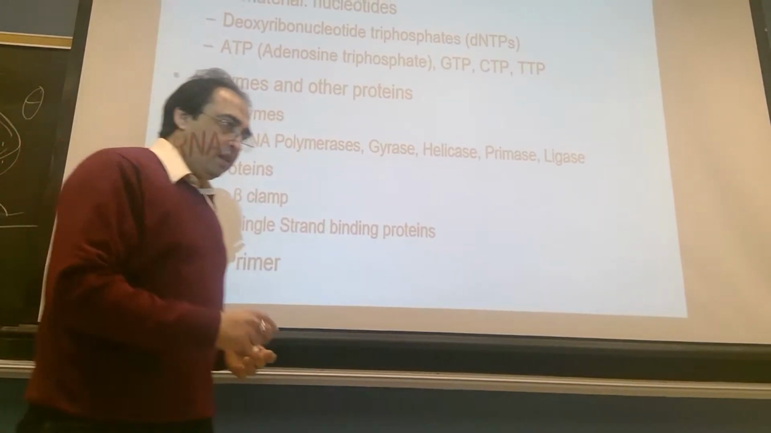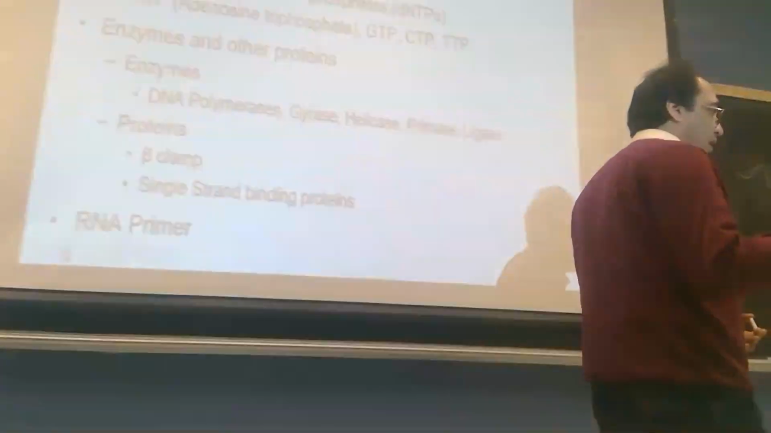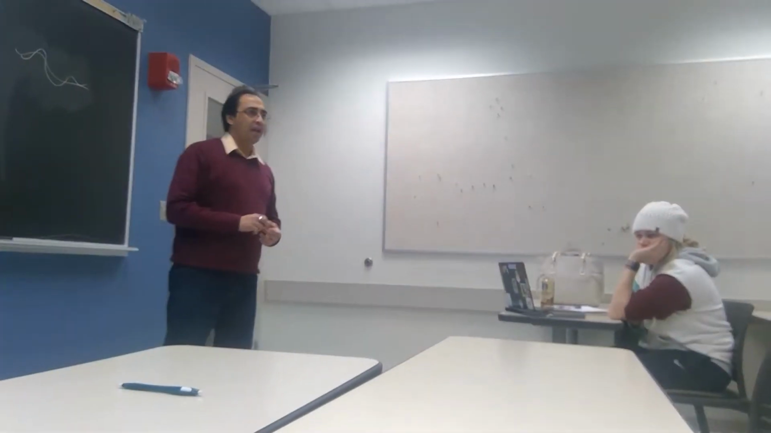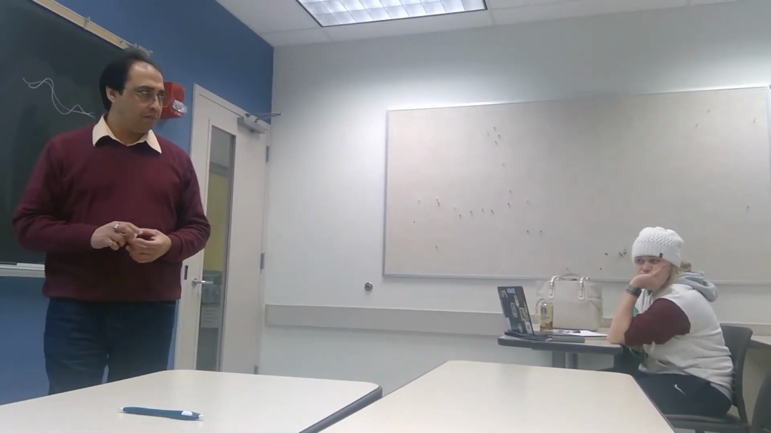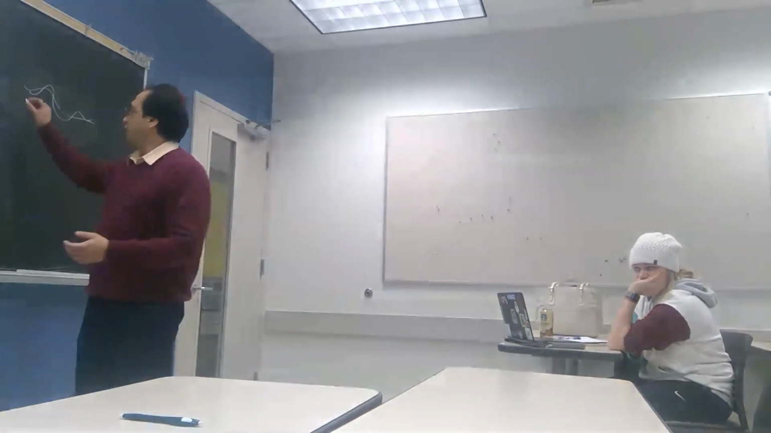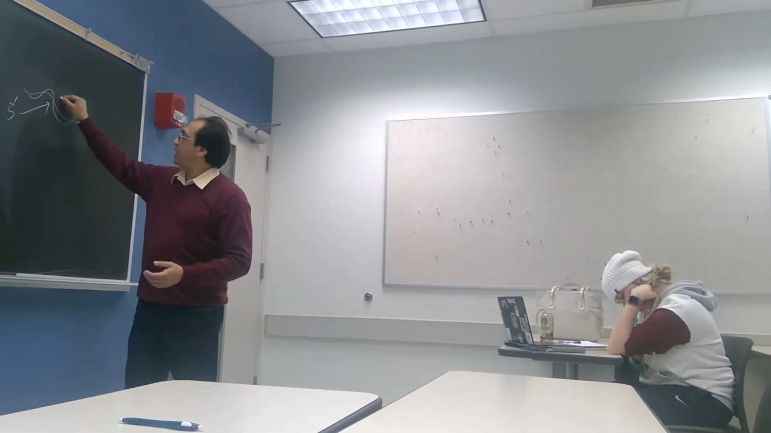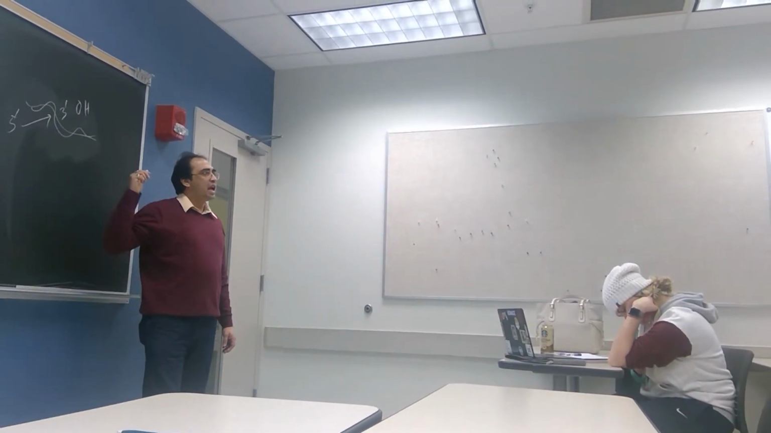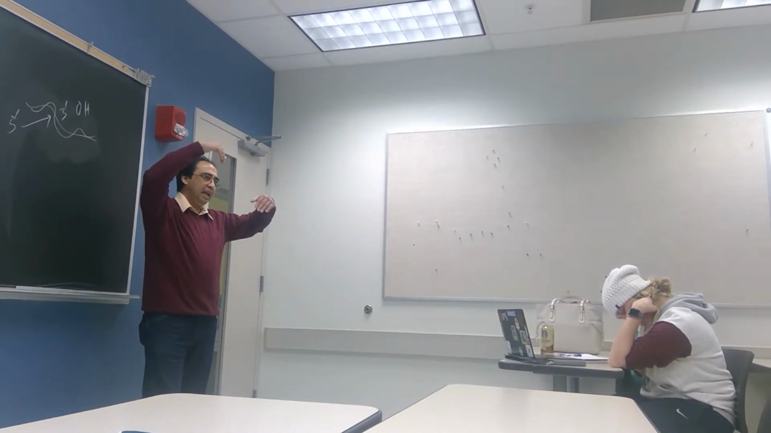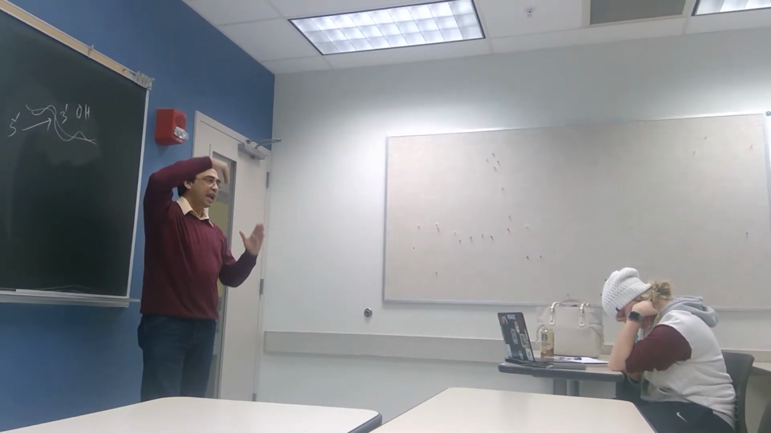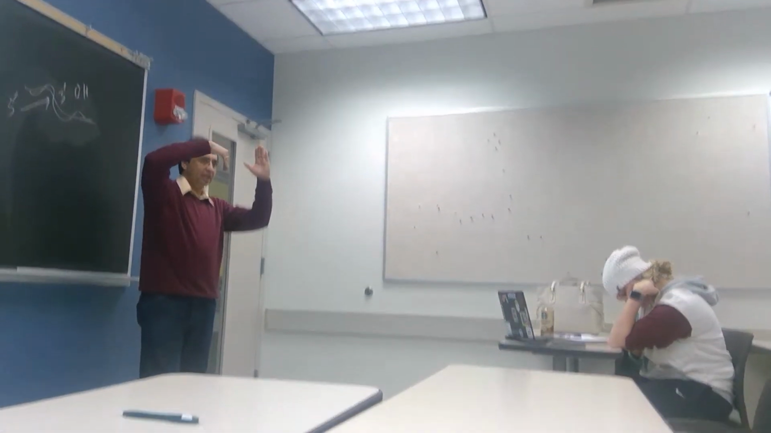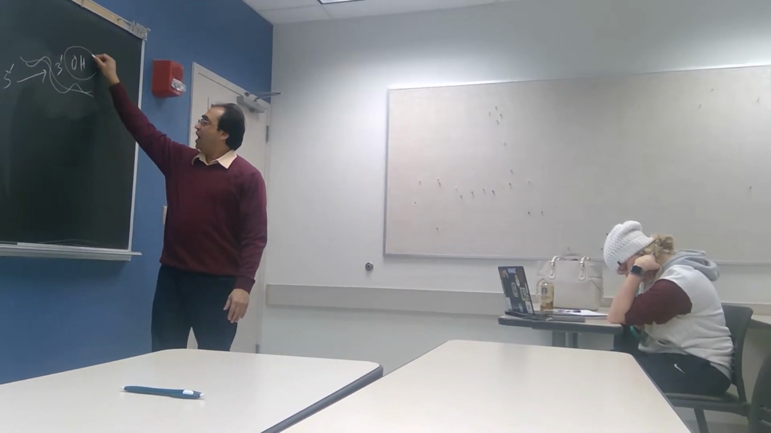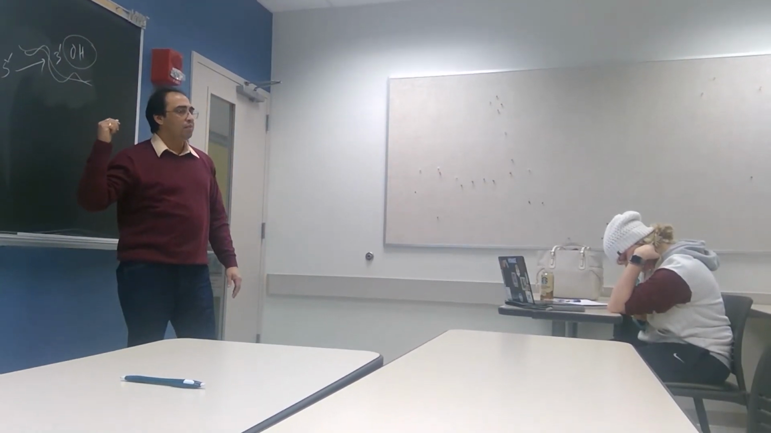And according to DNA structure, we know that in the 3' portion there is an OH group, and in the 5' portion there is a phosphate group. This 5' phosphate needs to join with 3' OH. This is the unidirectional process. That's why DNA strands are anti-parallel. If this is in this way, the other is that way, because only into the OH group the phosphate group will add.